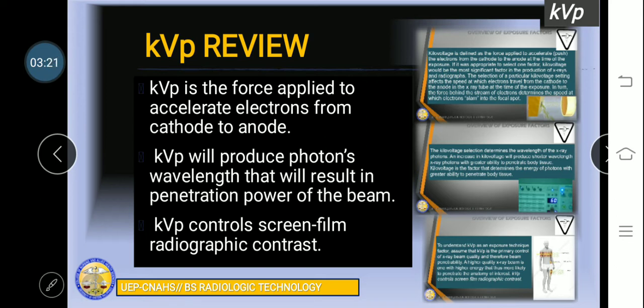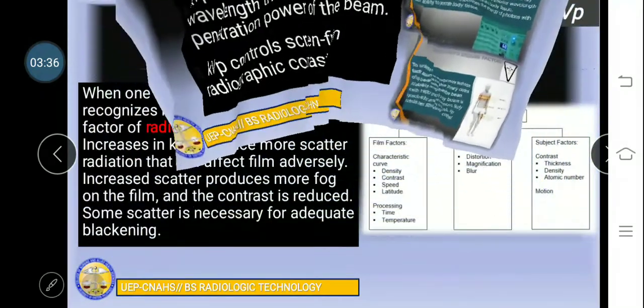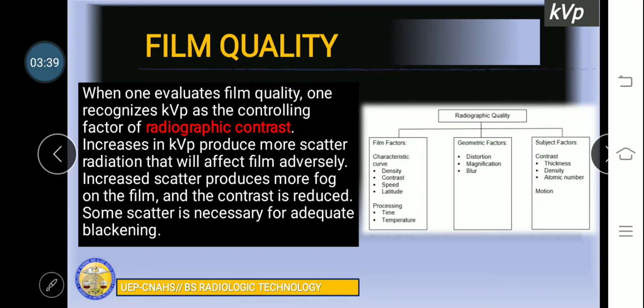Okay, so let's now have an in-depth discussion of the kilovolt peak. When you hear the words kilovolt peak, what comes into your mind? Probably voltage. In diagnostic radiography, when we say kilovoltage peak, what automatically comes to our mind is the film quality. Because before, we said KVP controls the beam quality, the penetrability, the penetrating power, which is different from the beam quantity, the number of X-rays.